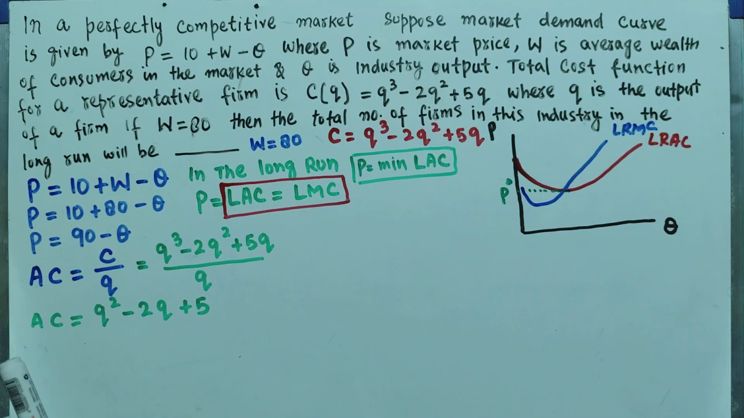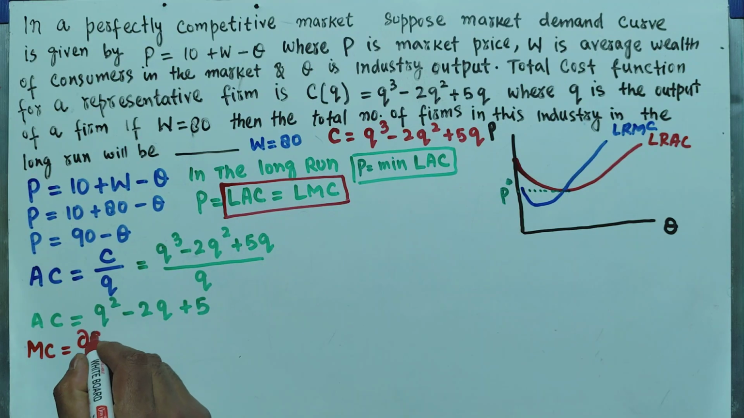So first thing is we calculate the average cost. Then we also need to find out the marginal cost, and we know that marginal cost is simply the derivative of the cost function of the representative firm with respect to the output.